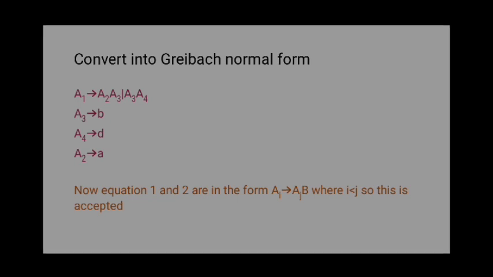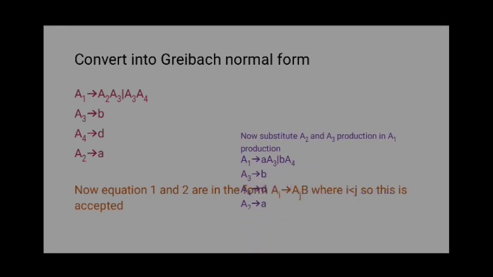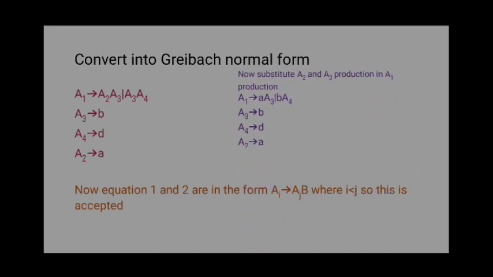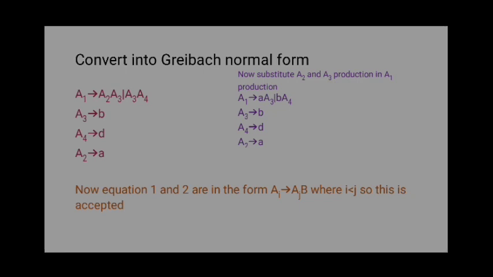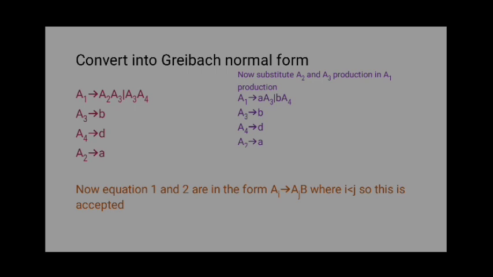So what do we have to do to convert that into Greibach normal form? That means we have to replace the values. Substitute A2 and A3 in A1. That means the A2 value can be substituted with small a and A3 can be substituted with small b. When you substitute that, then these respective productions will get converted to Greibach normal form. Now all these five productions fall under the category of Greibach normal form.